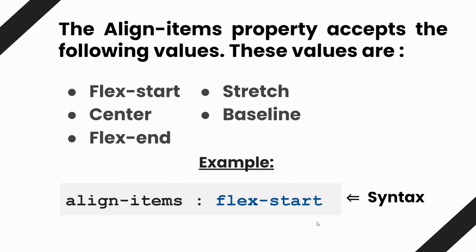Next, the align items property accepts the following values, which are quite similar to the justify content: flex start, center, and flex end. But some values here are quite different. We have the stretch value and we also have the baseline value. As a quick example, the align items is assigned the value of flex start, which is within the syntax in the last line of the screen.